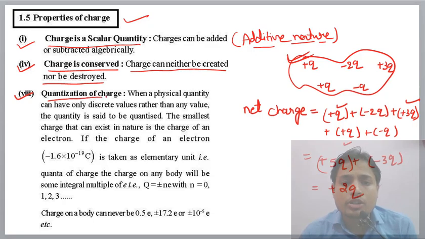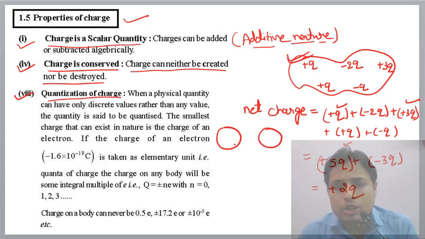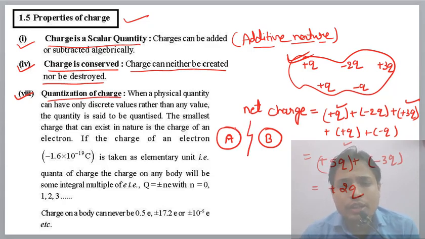Now, quantization of the charge. What is the meaning of quantization? Quantization means, suppose there are two bodies, body A and body B. You are going to rub body A and B against each other. Then, as I have said, some electrons will be transferred from one material to the other material.